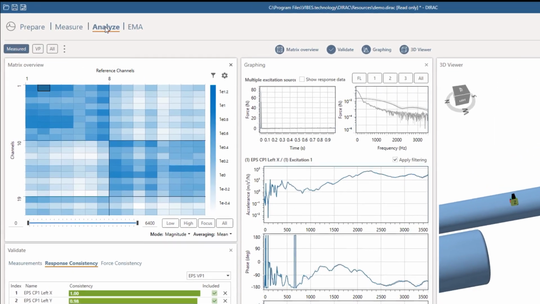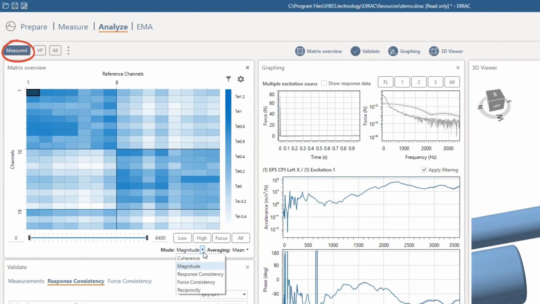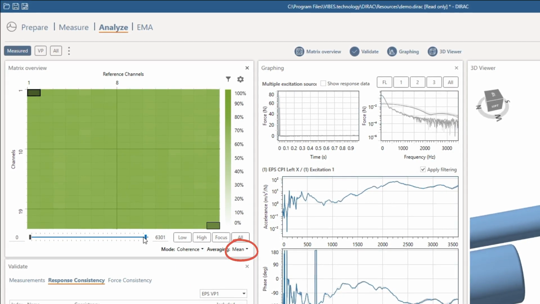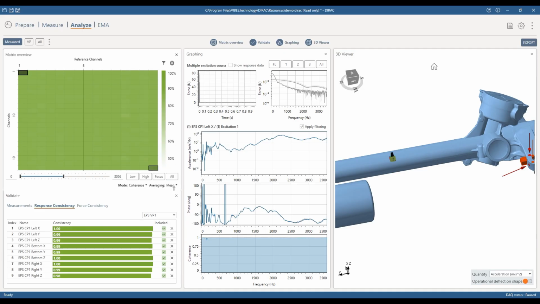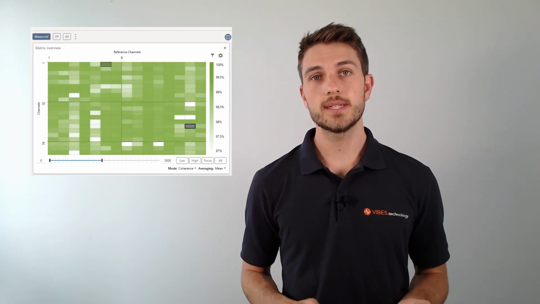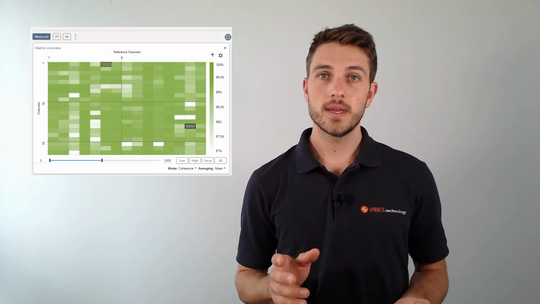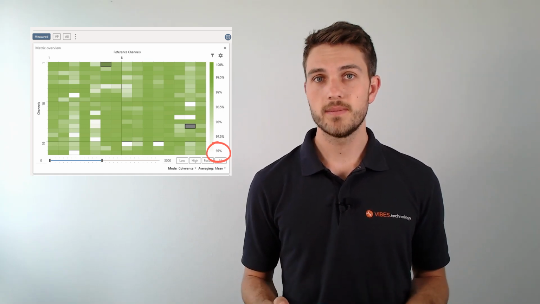To check the signal quality of your measurement, select the Measured preset, set the matrix viewer to coherence mode, and average over the frequency range of interest. You can then increase the minimum value of the coherence until you see white areas appearing in the matrix. The white areas correspond to the FRFs with the lowest signal quality. If the whole matrix turns white at the same time, you have very similar signal quality in your data. If you're satisfied with the minimum coherence, you can move on to the next quality checks.